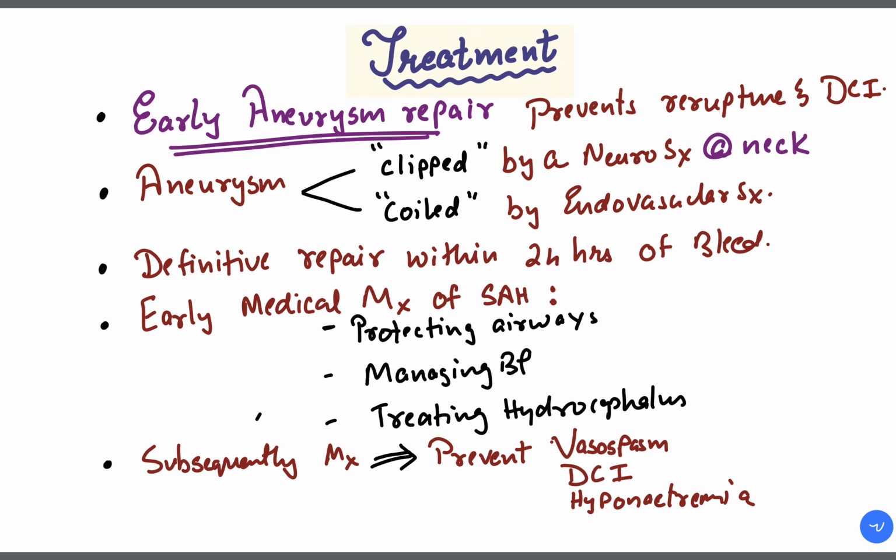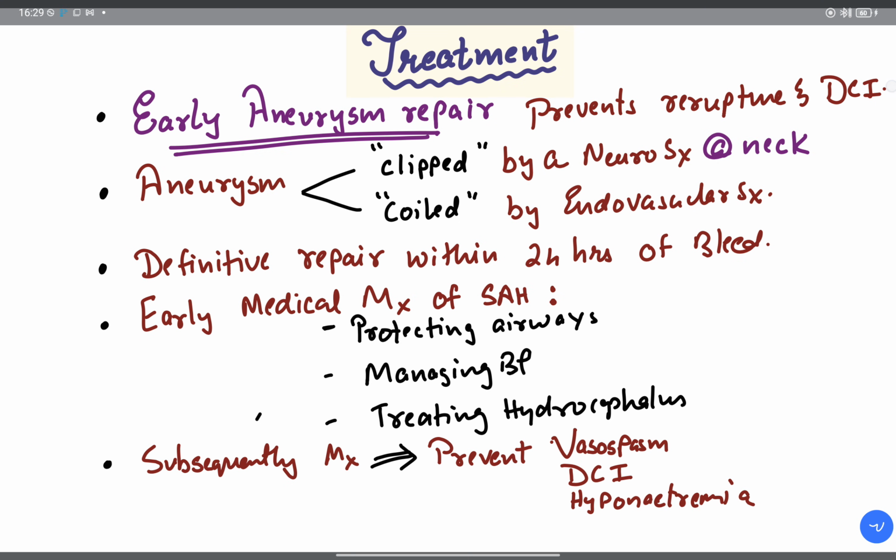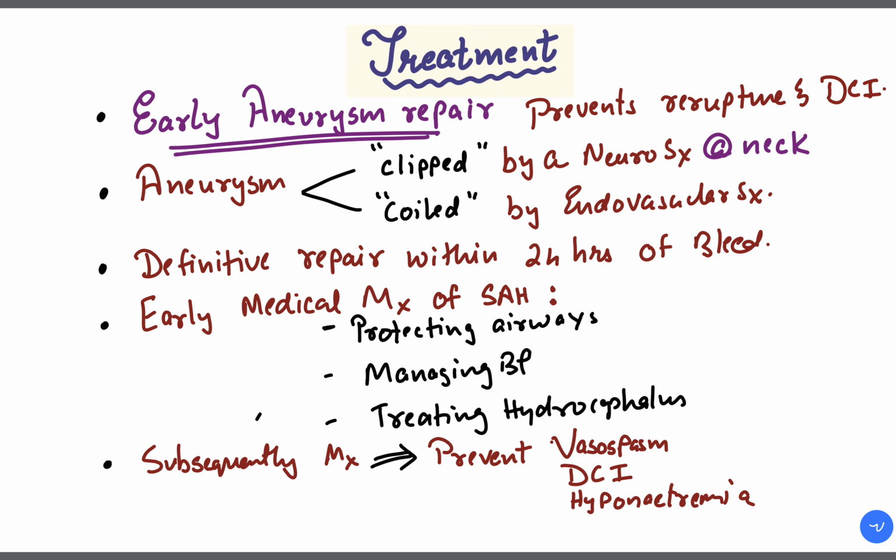Treatment. Treatment includes early aneurysmal repair. It prevents re-rupture and also delayed cerebral ischemia is prevented. We have two methods for treating aneurysm. One is by clipping, the other is by coiling. Clipping the neck of the aneurysm is done by a neurosurgeon. Coiling with the help of the endovascular coiling technique is done by an endovascular surgeon. So in many centers, this definitive repair is being done within 24 hours of bleed. But this is the definitive treatment.